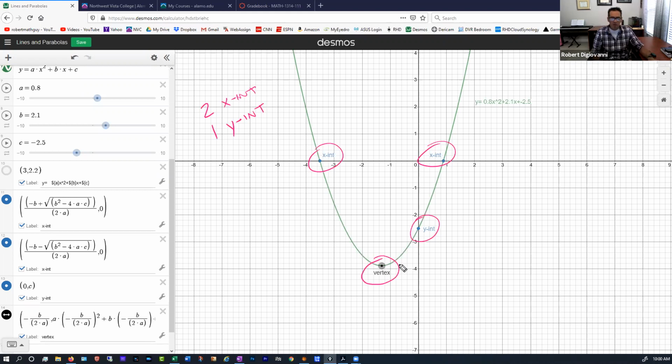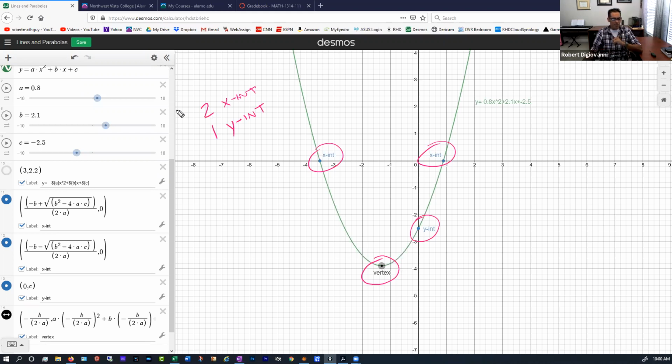And how would you describe to me, if you were just trying to explain to somebody who's not real into math, what the vertex of a parabola would be? Just in common words, how would you describe that point to me? The lowest point. Yeah, it's just the lowest point on the graph. That vertex appears to be the lowest point on the graph.